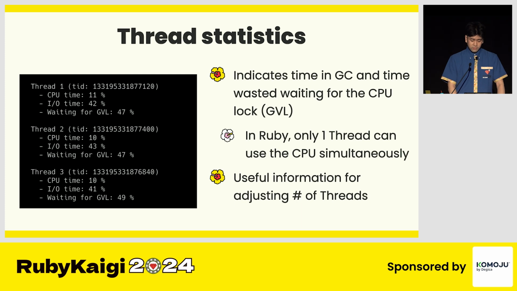A fun feature is that PF2 is capable of showing statistics of threads. Like how much time a thread spent in garbage collection, doing actual work, how much time it wasted waiting for the GVL. So in Ruby, only one thread can use the CPU simultaneously. So it's important to know if your threads are starving for the CPU. And based on this information, you can adjust the number of your threads if you're working on a web server.